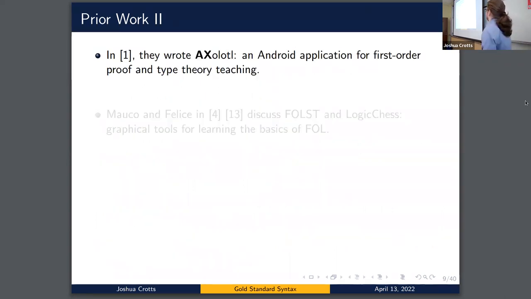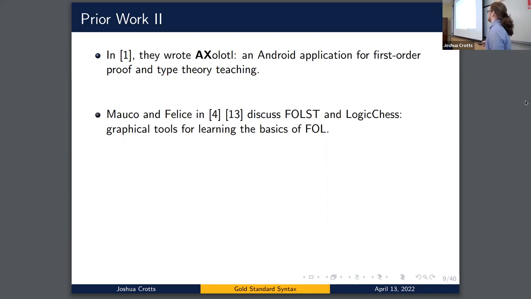Okay. Another interesting tool, and it's interesting because it's an Android application. Everything we've seen thus far is either a desktop or a web application. But Axolotl is a first order proof and type theory application. It's for more advanced students, but we put it in there because it does have a fixed style natural deduction proving system.